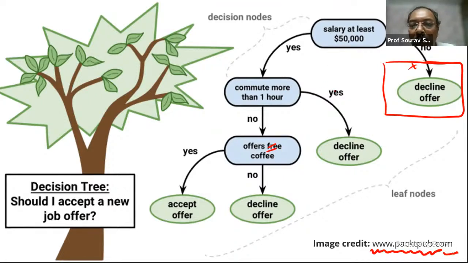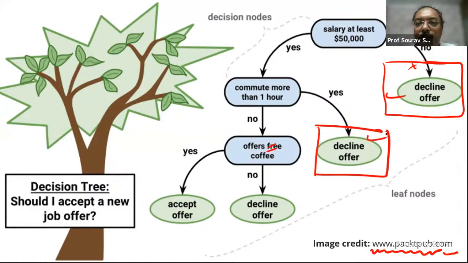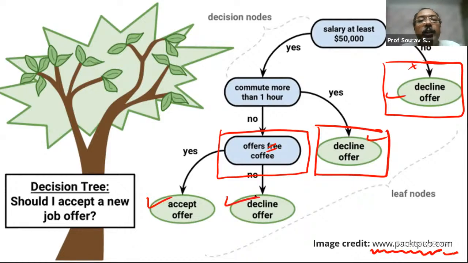So commute more than an hour, yes, decline offer. No further decisions to be taken, right? You have already taken the decision. Commute time is fine, good, right? Seems I'm interested, but my last organization also had some perks apart from my salary and all the other things. Are you giving me those perks? Yes, good enough, I think I'm going to accept the offer. No, I'll decline the offer.